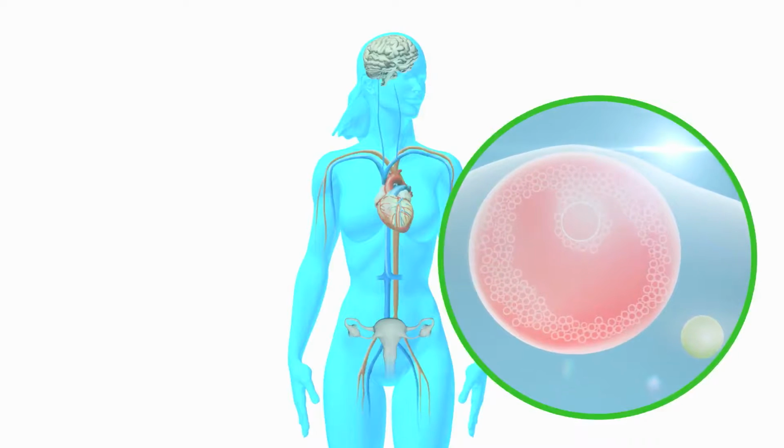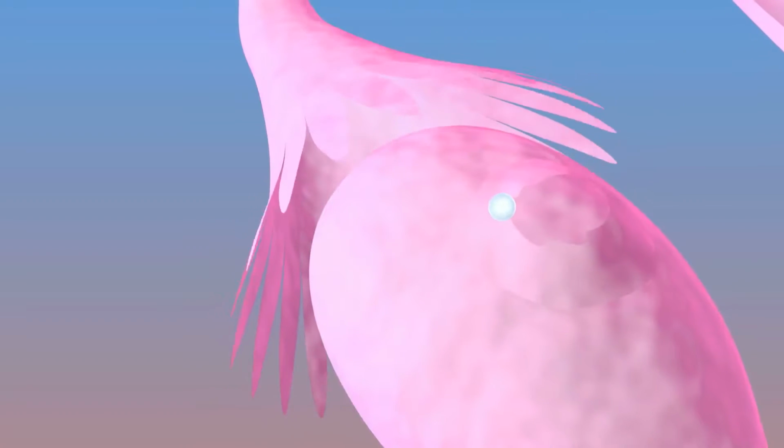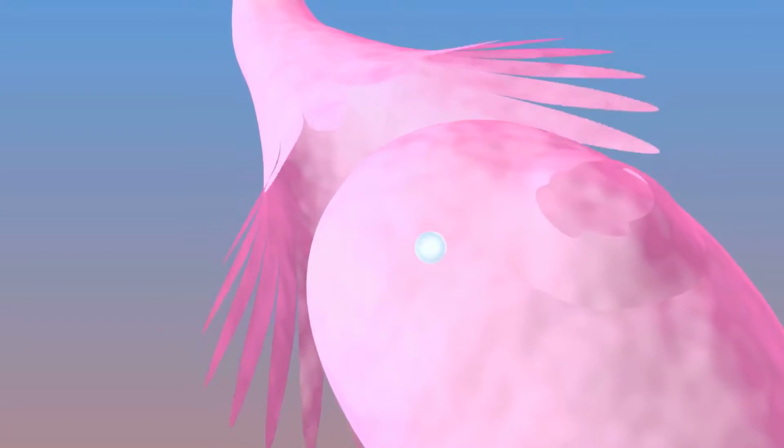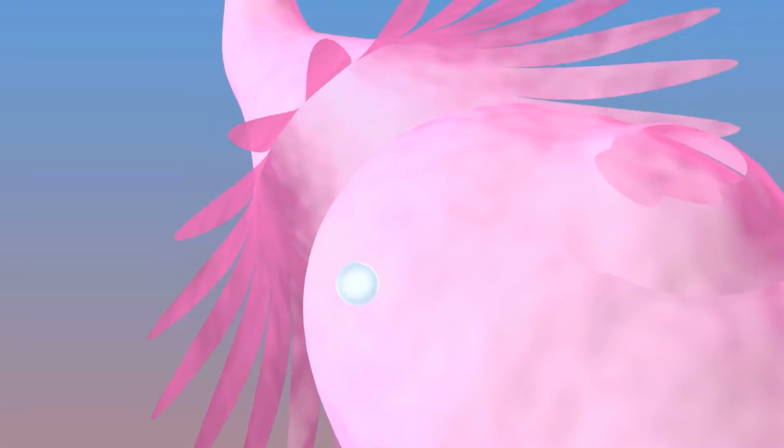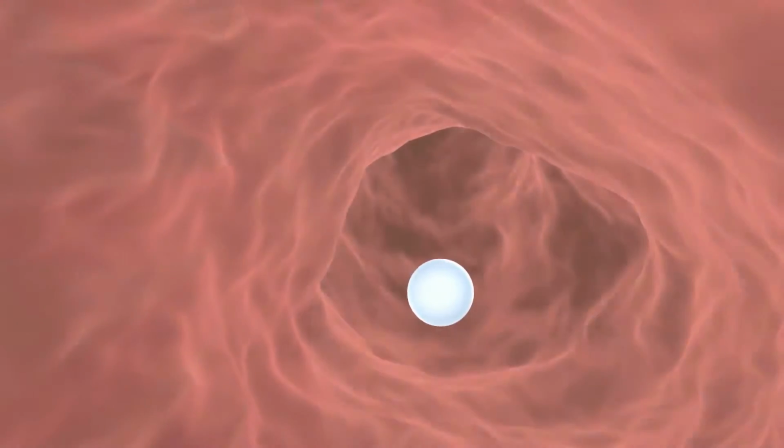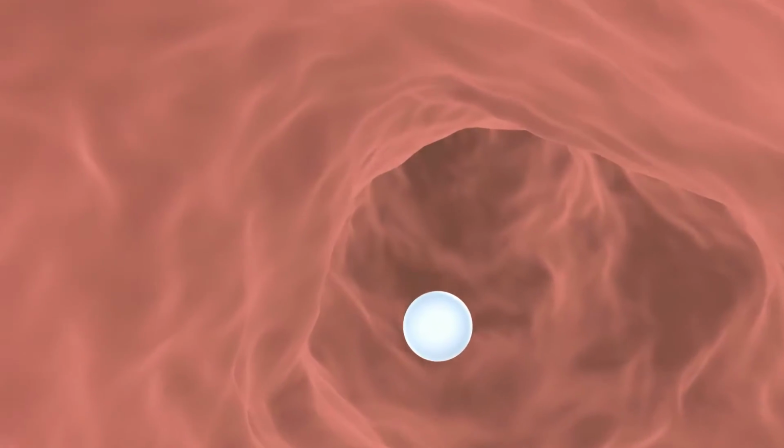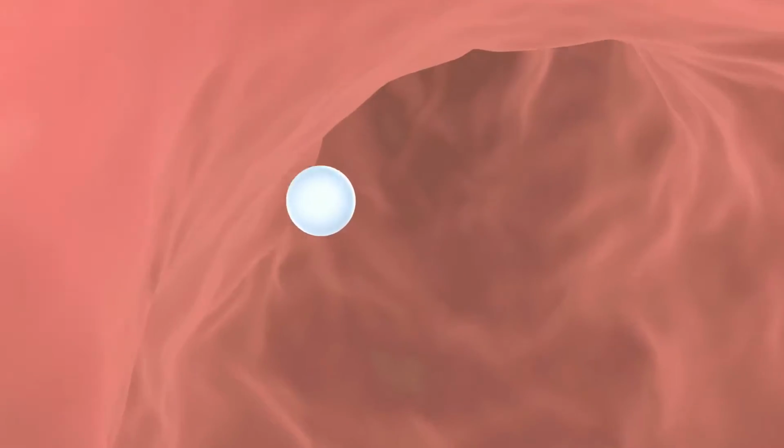Now, the ovum which is produced by the ovaries is picked up by the fimbriae, which are the finger-like projections of the oviducal funnel. So the ovum reaches the oviducal funnel. From there it moves inside the fallopian tubes or the oviducts.